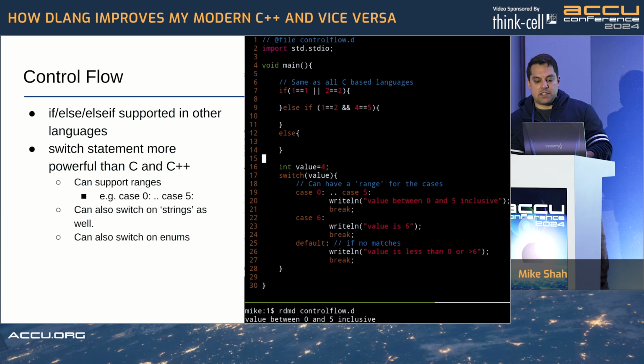Control flow stuff, pretty standard. You have your if statements, case statements, and so on. Again, since D focuses on ranges, which I'll introduce, we could do neat things like from case 0 to case 5. We can switch on strings, and again, a few little improvements there.